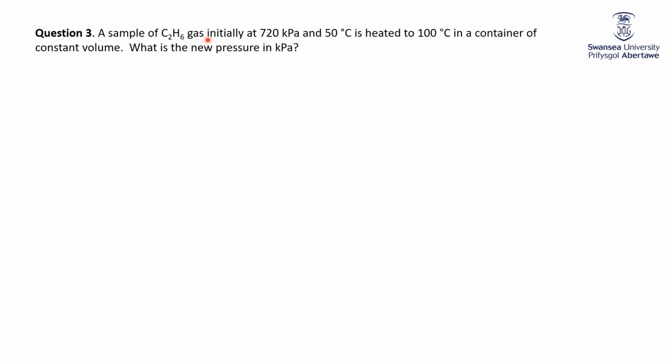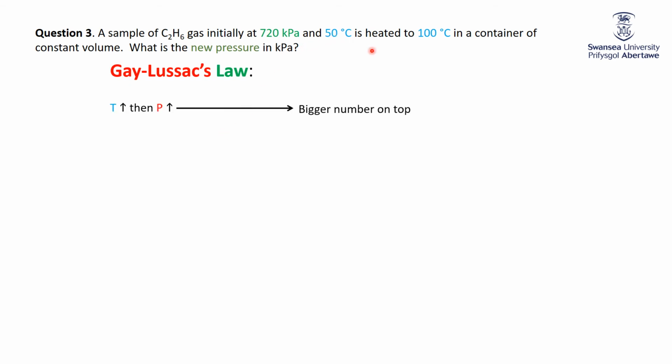So a sample of gas initially at 720 kilopascal and 50 degrees Celsius, heated to 100 degrees Celsius, a container of constant volume. So a bit different now. We're changing the temperature. We want to see what happens to the pressure. So that is, of course, known as Gay-Lussac's law. Now, according to Gay-Lussac, pressure and temperature are proportional. So in this case, the temperature is going up, so the pressure will go up. So we need to use a ratio of the temperatures that has the bigger number on top. New pressure going to be the old pressure multiplied by the ratio of temperatures.